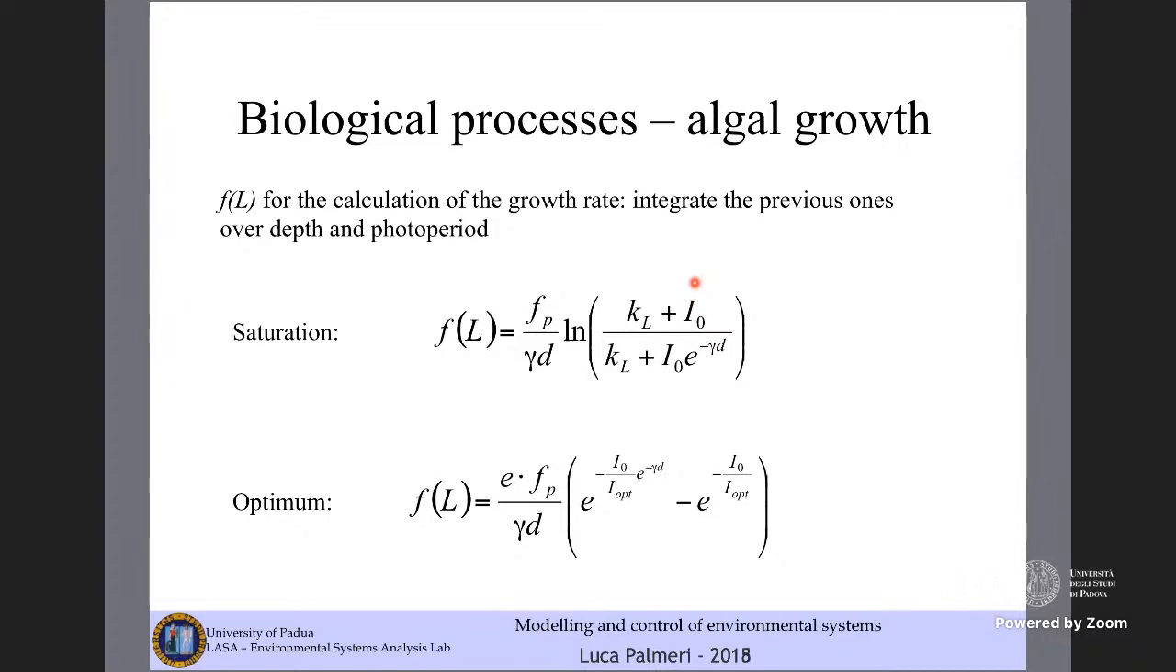And I recall to you that this model is an astronomical model. We have already seen this model. In the case of saturation, the limiting function has this shape once integrated over the depth of the system and over the photoperiod, while on the optimum formulation, the Steele formulation, the limiting function displays this form.